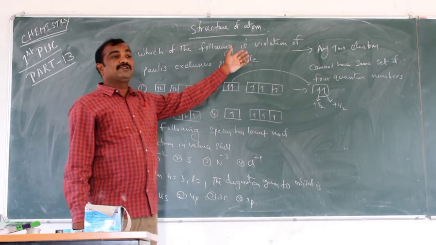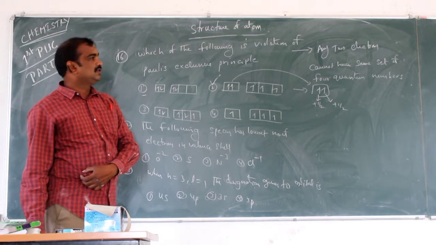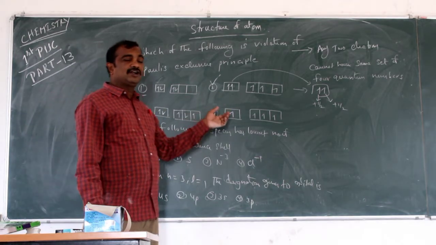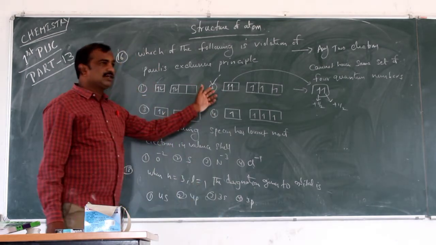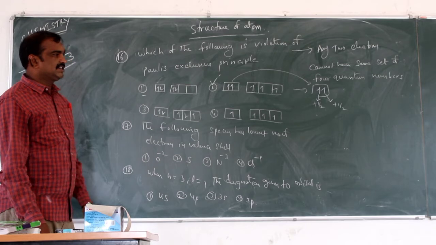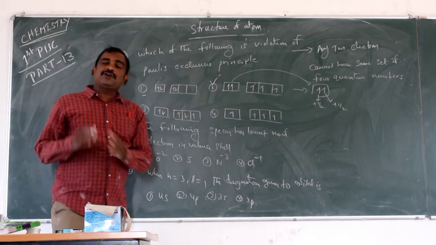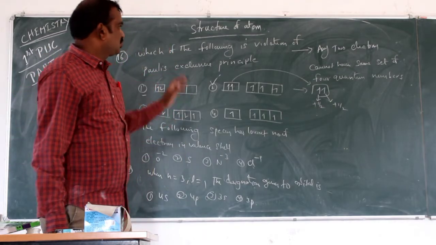So which of the following is a violation? Violation means not following Pauli's exclusion principle. So which is not following? Second one is not following Pauli's exclusion principle. So which option is correct there? Second option is correct here. So the question is for which is not following Pauli's exclusion principle. So what is the question?